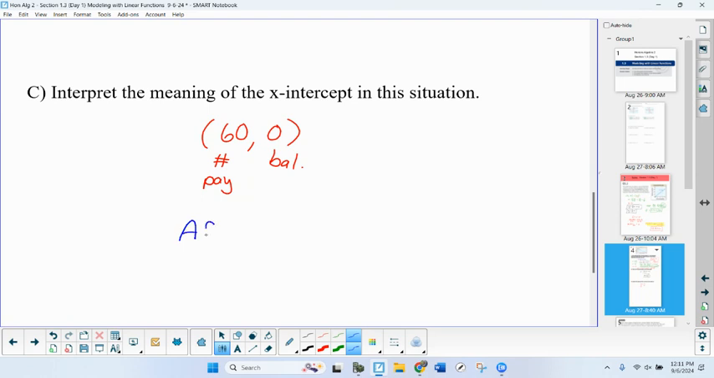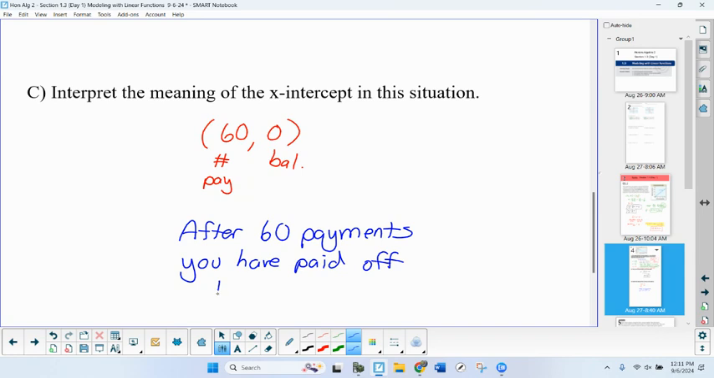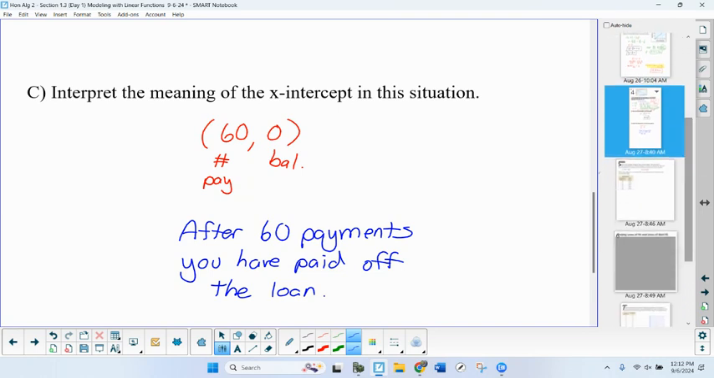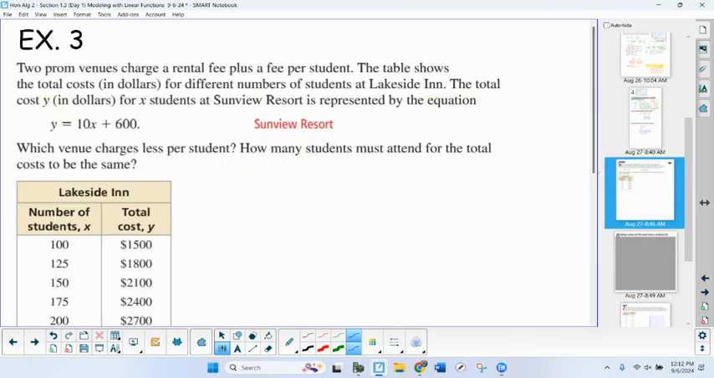After 60 payments, you own the car, you've paid off the car, however you want to say it. Okay, so after 60 payments, you have paid off the car. Questions on that one? Like I said, it's just a lot of thinking. All right, let's try another one.